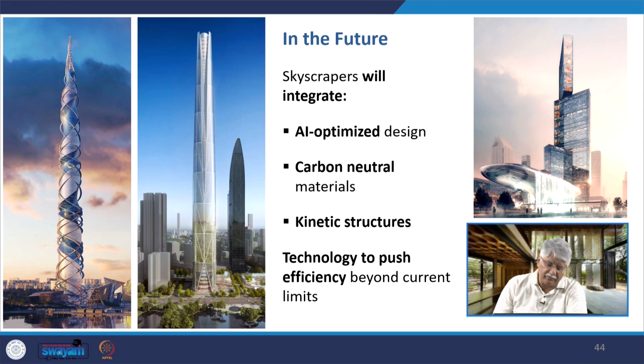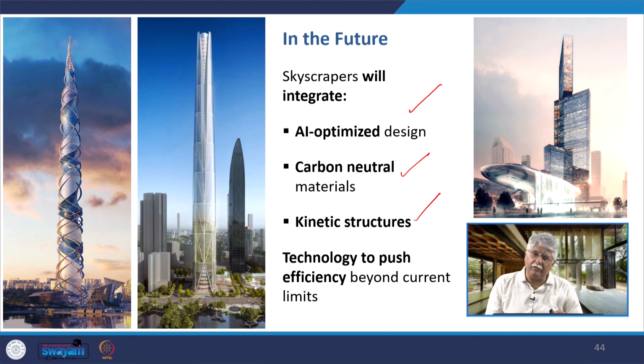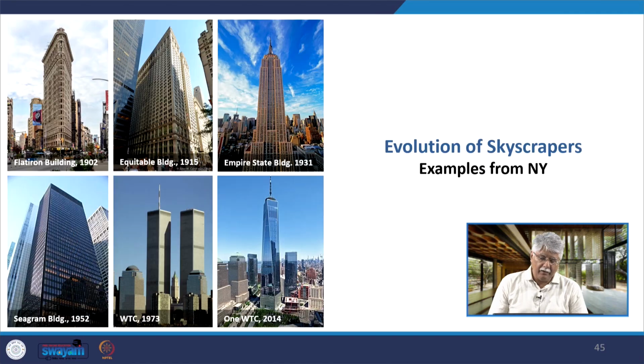In the future, skyscrapers will integrate AI optimized design. They will have more and more carbon neutral materials, and we will have kinetic structures to improve energy efficiency and thermal comfort, and this is what we imagine we will have in the near future in our buildings. Technology will be able to push efficiency beyond the current limits that we have, even structurally.